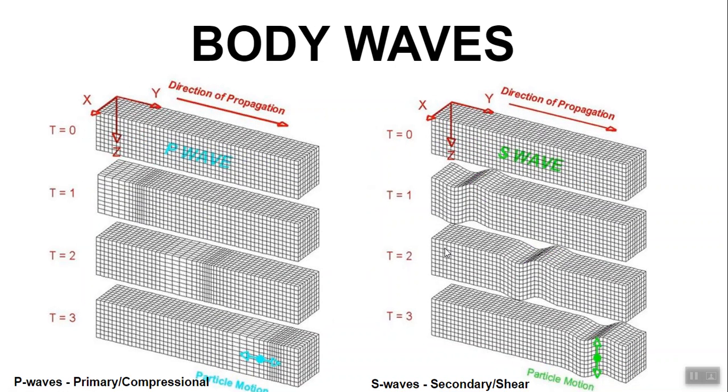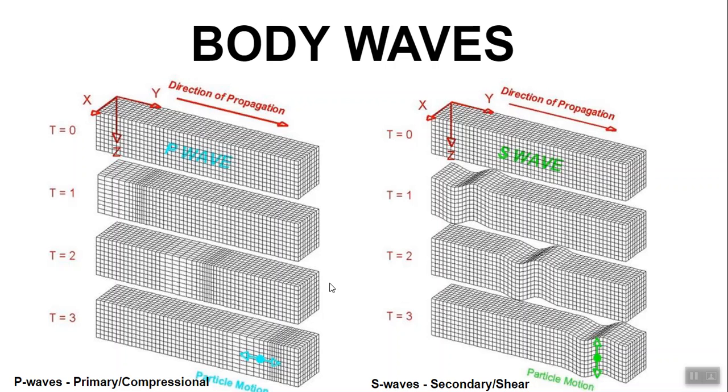All right, let's look at body waves here. So body waves are P waves, on the left-hand side, and S waves. Remember, they're named for primary waves. S waves are secondary waves. And let's think about how these waves move.